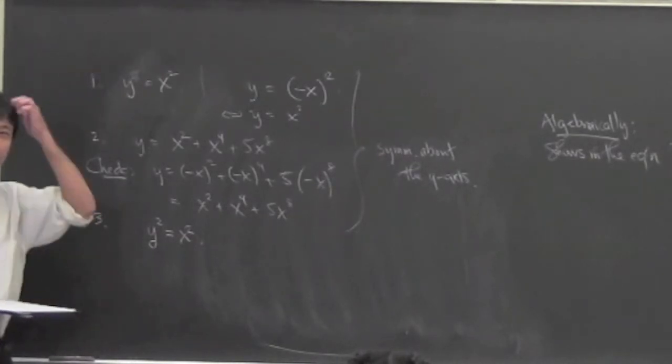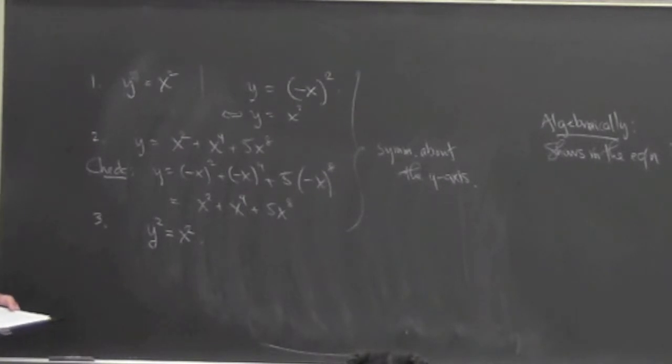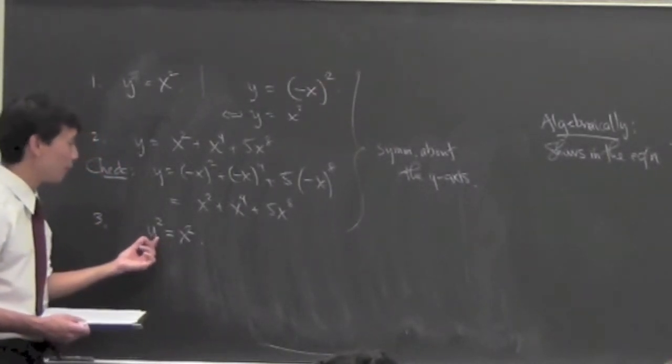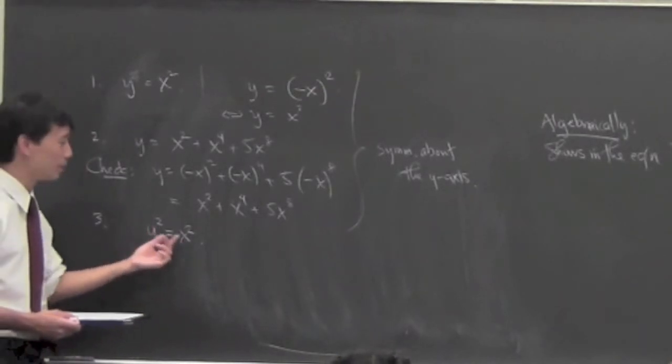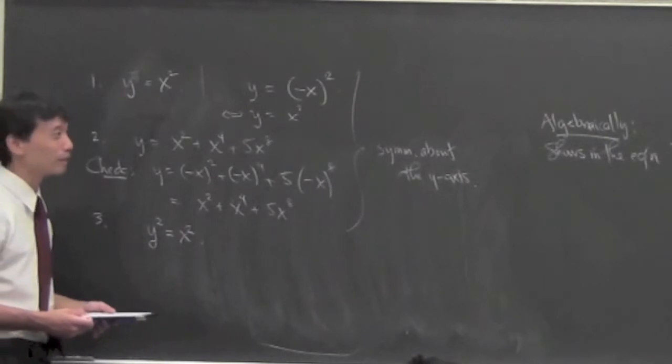Okay, who would like to say? Caroline, please. Could be symmetry about the x-axis and symmetry about the y-axis. Okay. You notice if you replace the y by negative y, nothing happens. The x by negative x, nothing happens. If you do both of those, nothing happens.